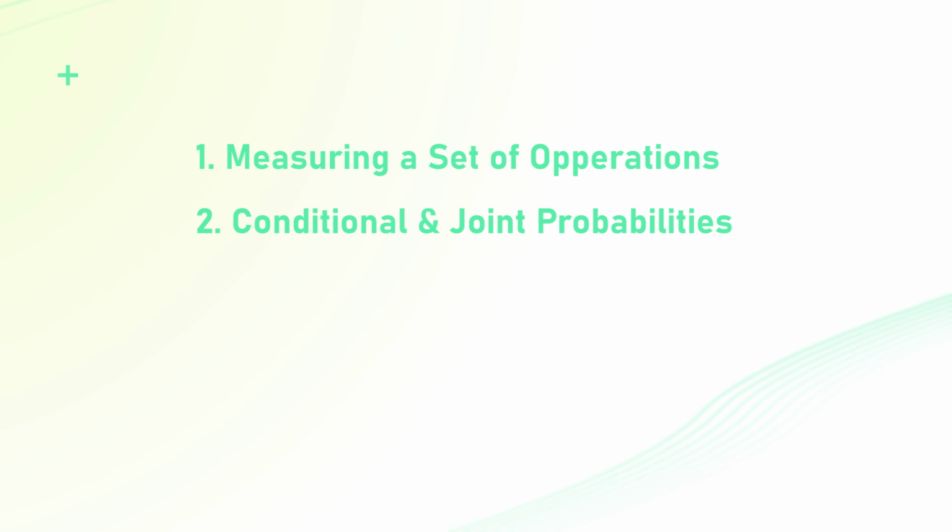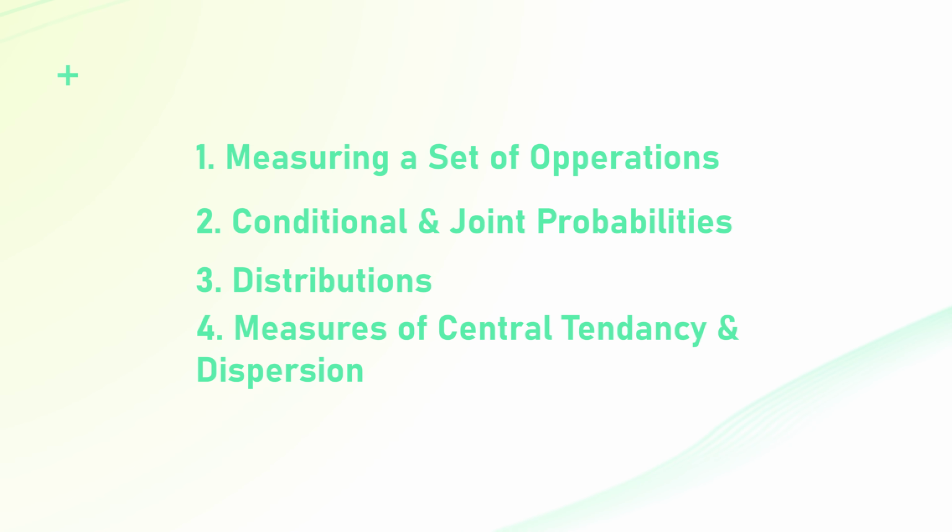In this section, we will discuss these key concepts: measuring a set of operations, conditional and joint probabilities, distributions, and measures of central tendency and dispersion. Measuring a set of operations. Sets can be combined by different methods called operations. There are two main operations that you will need to know about. These are unions and intersections.